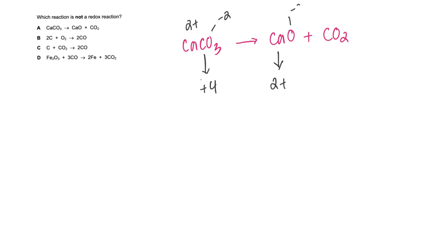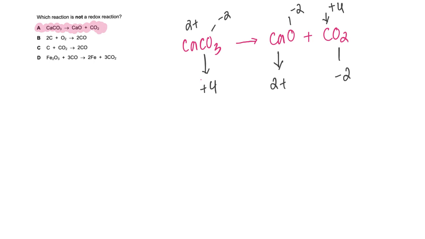Oxygen is still -2. Carbon, if you work it out with oxygen being -2, is going to be +4. None of these elements have a change in their oxidation number, right? So that makes A not a redox reaction, and that's your answer. Let's look at B, C, and D a bit more closely.